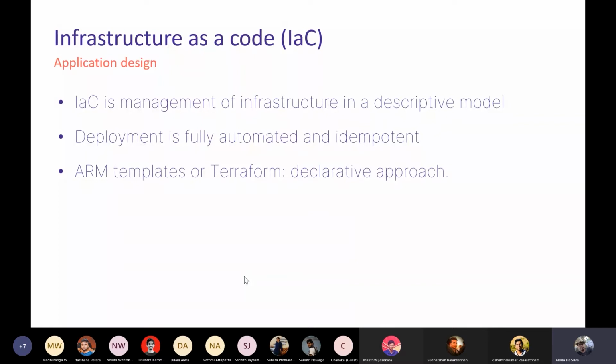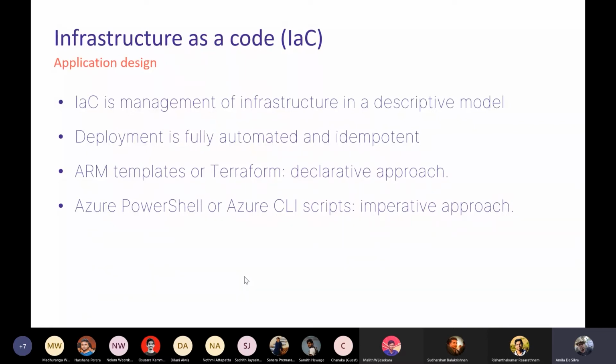In my next slide, I have a sample ARM template, so I can just discuss this in detail. This is basically known as a declarative approach, where you write down the things that you need in the template. So that's a declarative approach. And then you can also use an imperative approach, using PowerShell and the Azure CLI scripts.